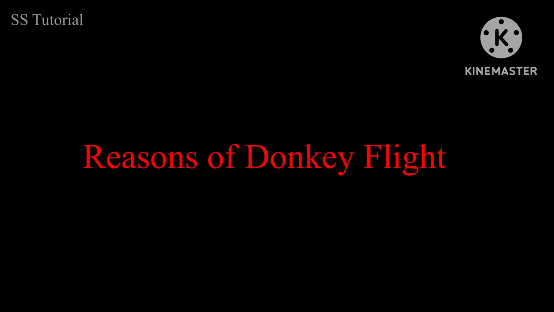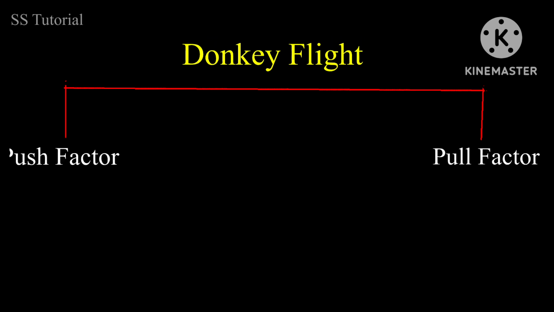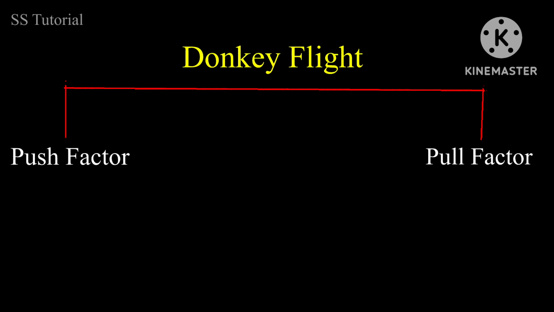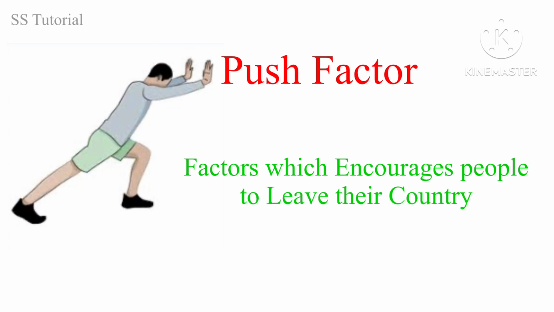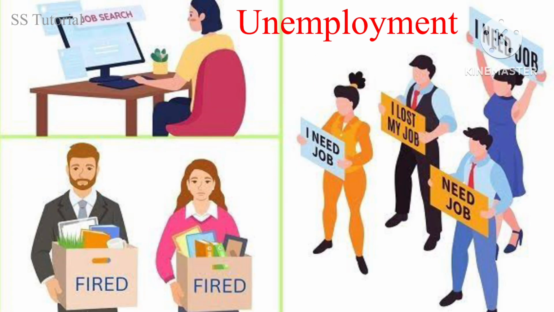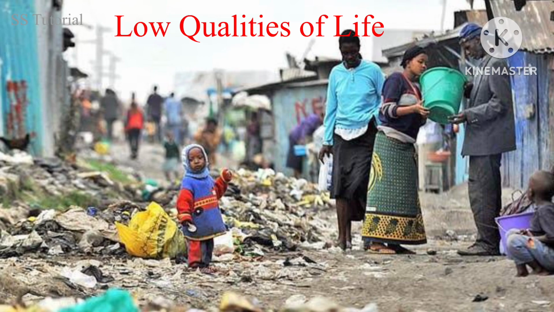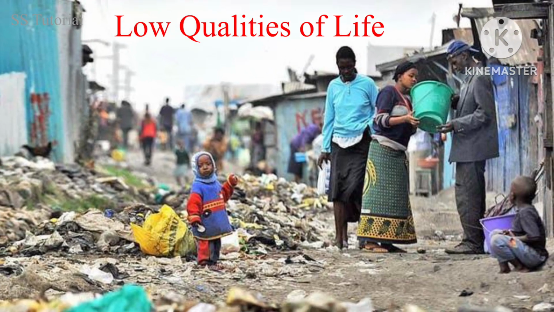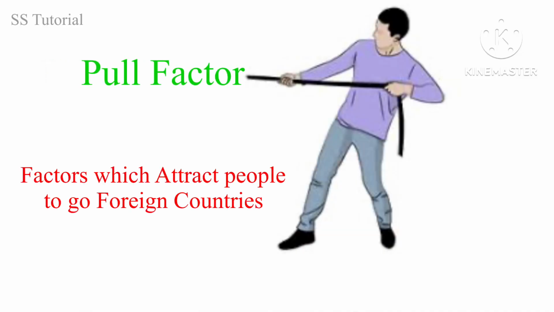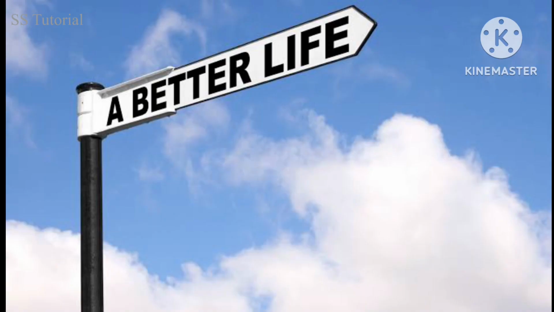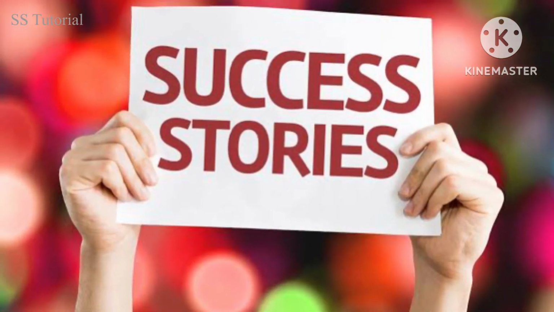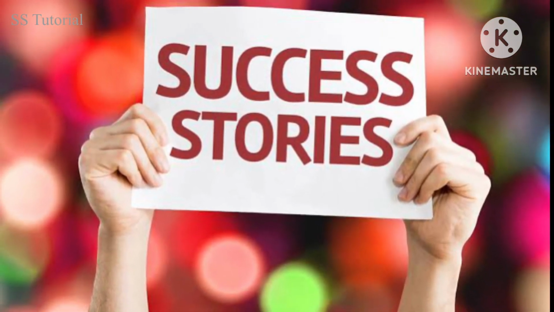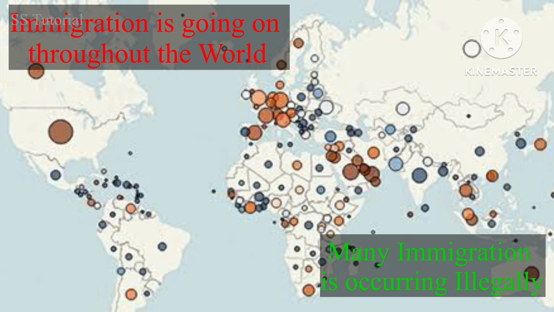There are multiple reasons for donkey flight. We can divide them into two categories: push factors and pull factors of immigration. Push factors are those which encourage people to leave their country. Unemployment, low income, poverty and low quality of life drive people to leave their country. And pull factors are those which attract people to go to foreign countries. Work availability, higher earnings, a better lifestyle, greater prestige in the local community, and success stories of others attract people to go to foreign countries. Illegal immigration is going on throughout the world.